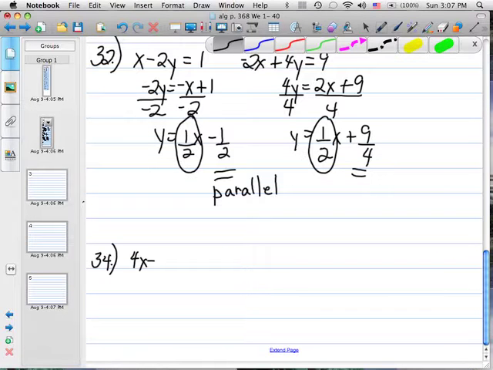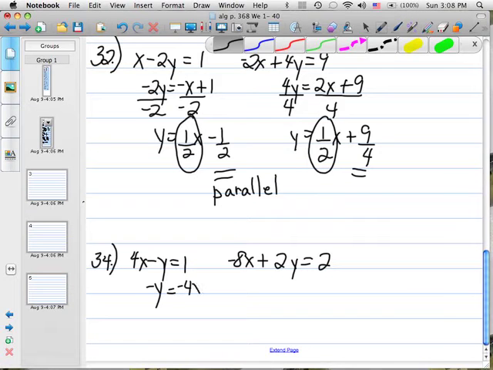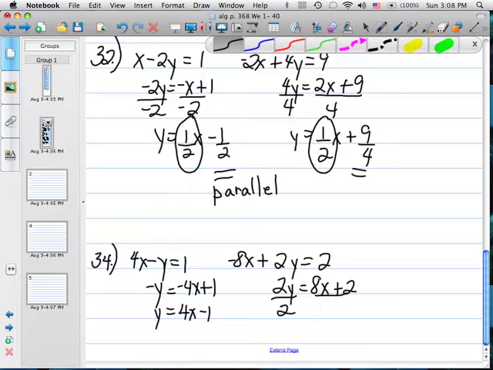Number 34, we have 4x minus y equals 1, and -8x plus 2y equals 2. Taking the first one and solving it for y, subtract 4x from both sides. Then multiply everything by -1, we get y equals 4x minus 1. Second equation, add 8x to both sides, so we get 2y equals 8x plus 2. Divide by 2. And we get y equals 8 divided by 2 is 4x, and 2 divided by 2 is 1.